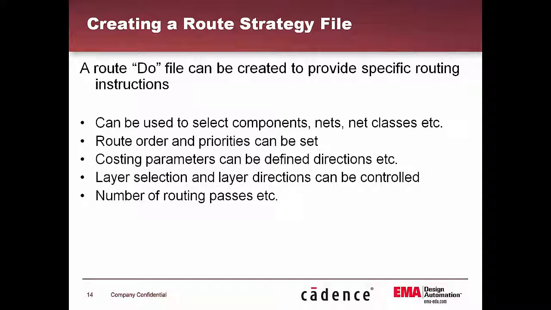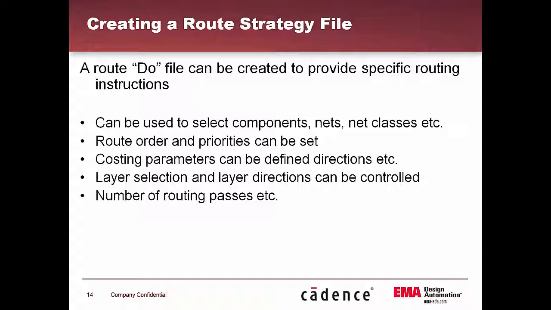So let's talk about a route strategy file. This is what we call a route do file. So we're going to do what's specified in this particular instruction file. It's referred to as a do file. And we can provide very specific routing instructions. We can select components to be routed first, or nets, or net classes. So I can selectively pick and choose what I want to have happen first in the actual Autorouter.